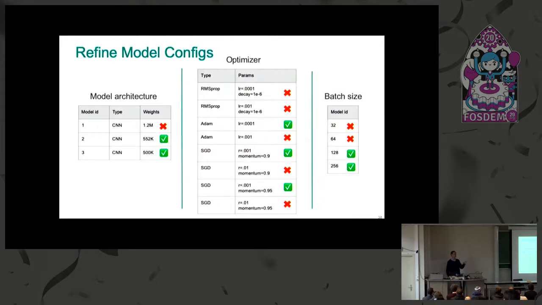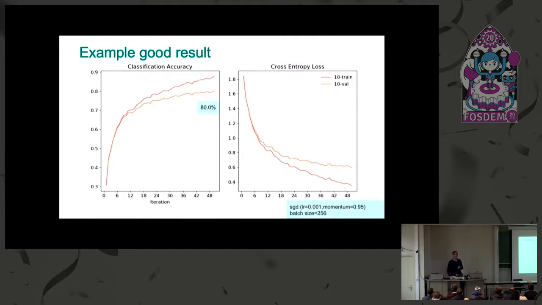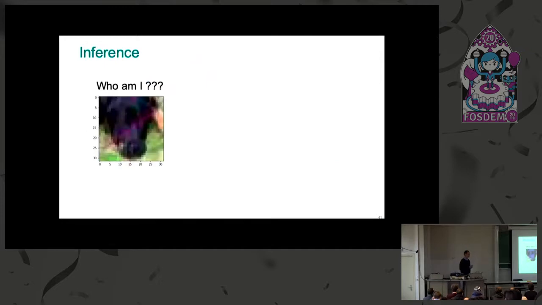We refine the model configurations that we want to run based on the good ones we saw, and then it's a smaller number. We're going to run just 12 of them, and we can pick a good one from there because these are ones that overfit less. So here's a sample good result. Now it's on the order of 80%, with a modest amount of overfitting. We can do inference on it, which is prediction. And what does this look like? A dog. Yeah, the model says it's a dog too.